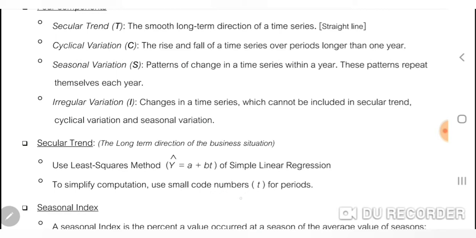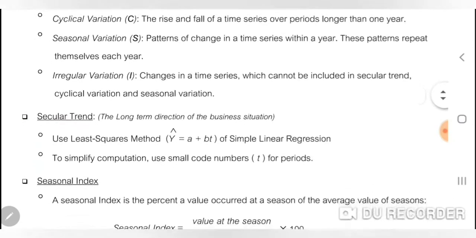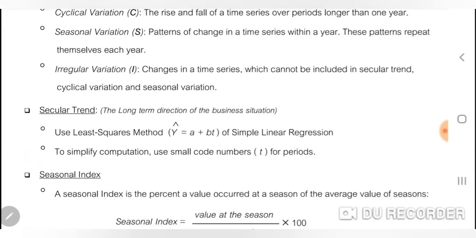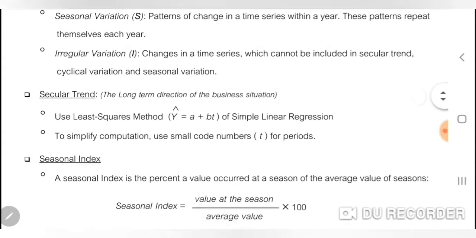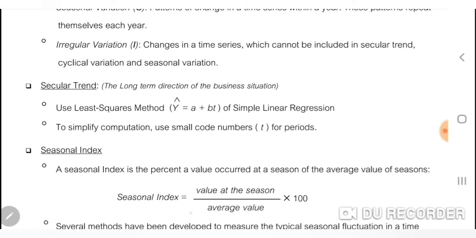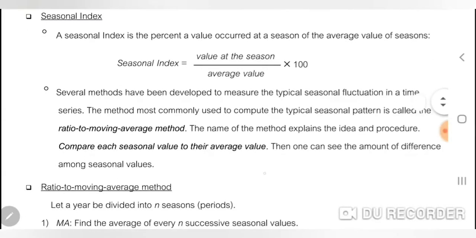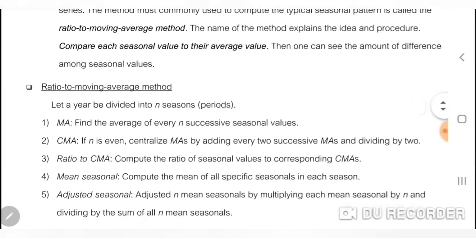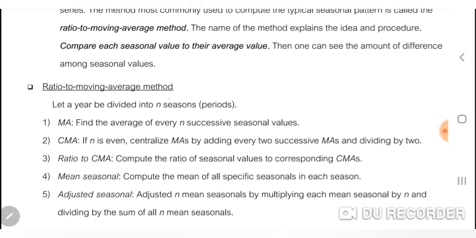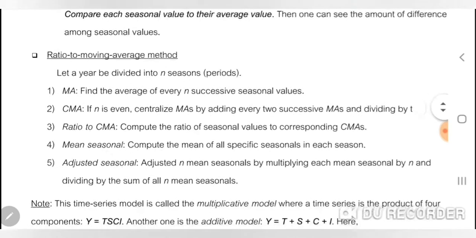After that, seasonal index S. Seasonal index is the extent of rise and fall by season in 1 year. The technique is the classical technique. Seasonal index is value ratio to average, in percentage form. Okay. Ratio to moving average method, this is listed here. 1, 2, 3, 4, 5.